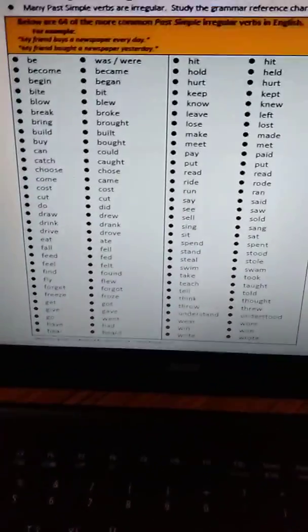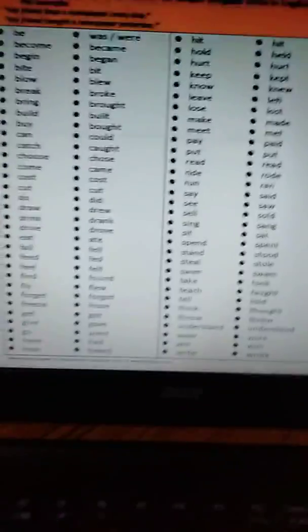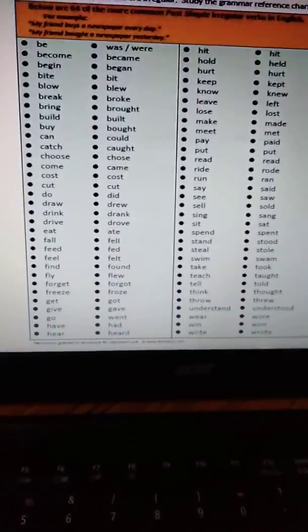Alright, this is it. You must memorize this list, okay, so that you know how to write the irregular verbs in the past.